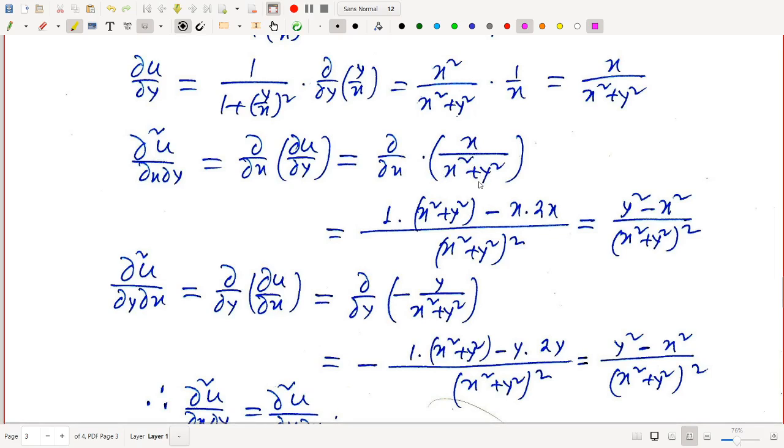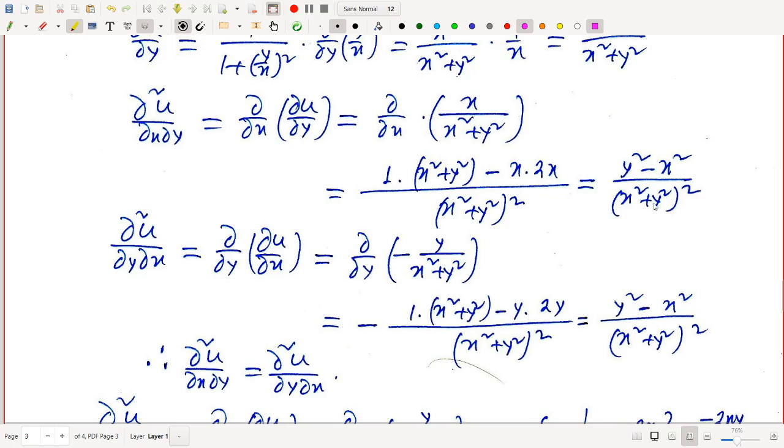All of you know the quotient rule for differentiation. All the rules are similar here also. So it is del x of x by x square plus y square, which is: denominator square, x square plus y square whole thing square. Then denominator into the derivative of numerator. Numerator is x. The derivative of x with respect to x is 1. I have written here 1, minus numerator, which is x, into the derivative of denominator. What is the denominator? x square plus y square. The derivative of x square plus y square with respect to x is twice x, because y is constant here, partial derivative. Okay, so the answer is y square minus x square by x square plus y square whole thing square.